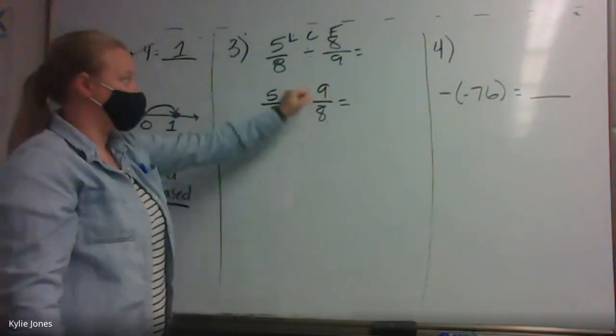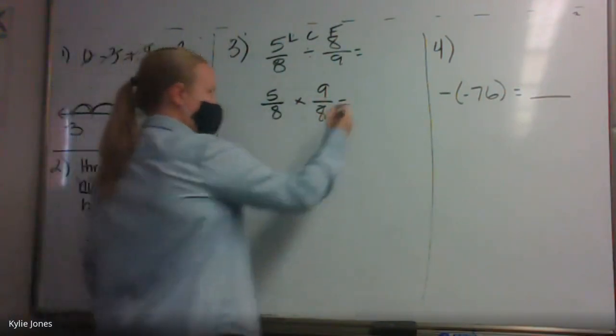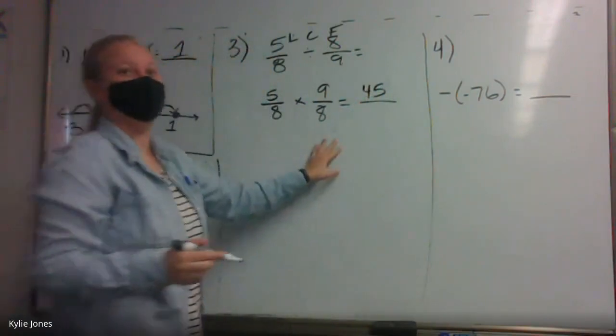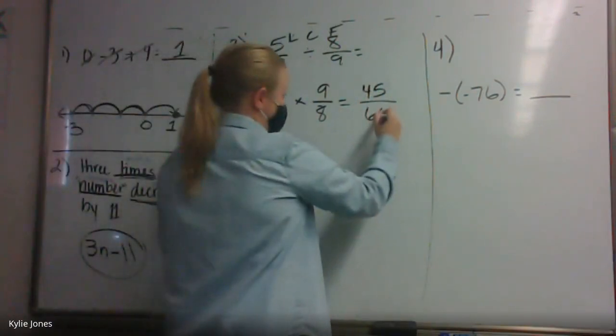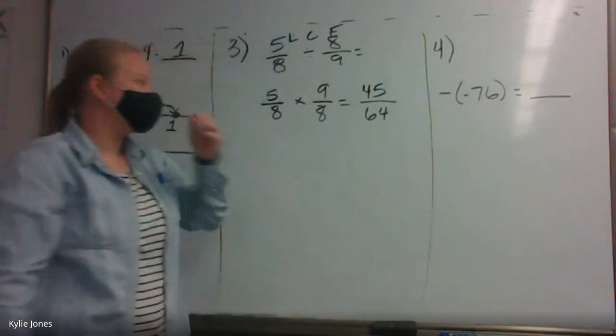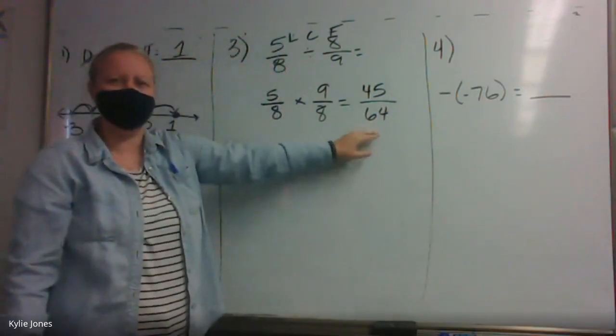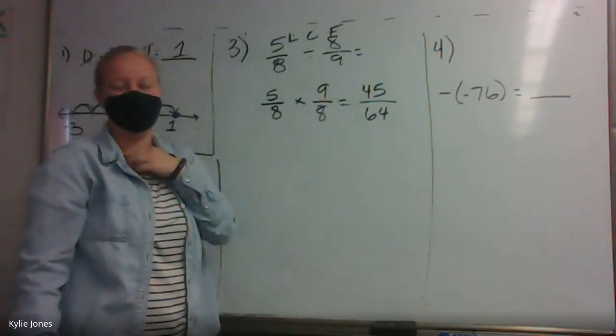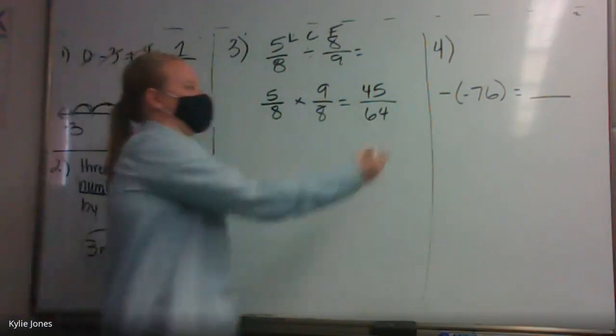And now we need to do what? Multiply straight across. What is 5 times 9? 45. 8 times 8 is what? 64. Okay, now we need to check if we can simplify this at all. Is there a number that goes into both 45 and 64? Not that I can think of off the top of my head, so this would be our correct answer.